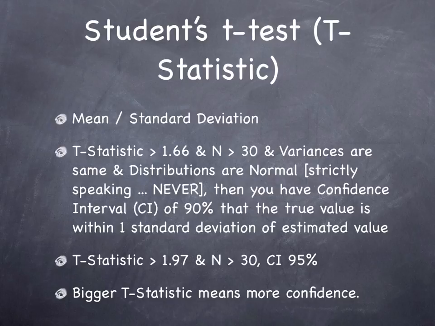Interestingly, the t-statistic was introduced in an article signed Student. The student was later revealed to be William Sealy Gosset, who worked for Guinness Brewery.